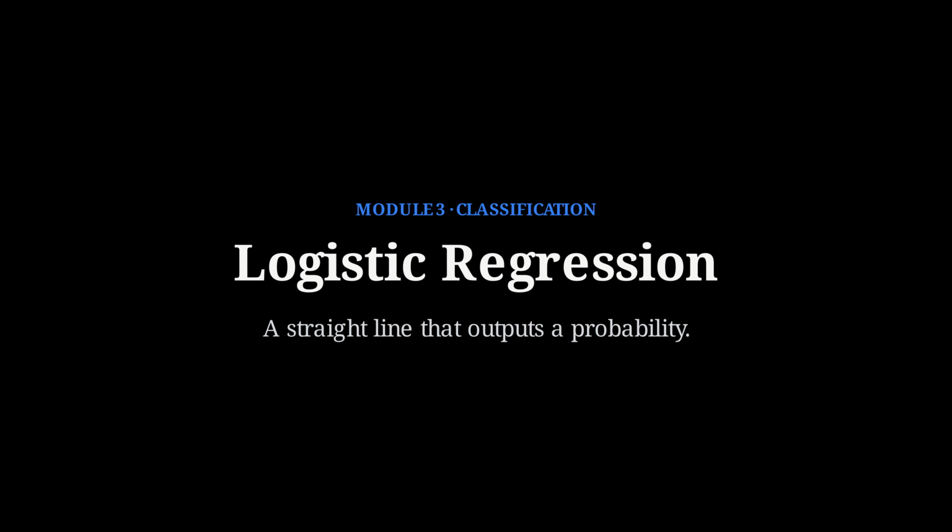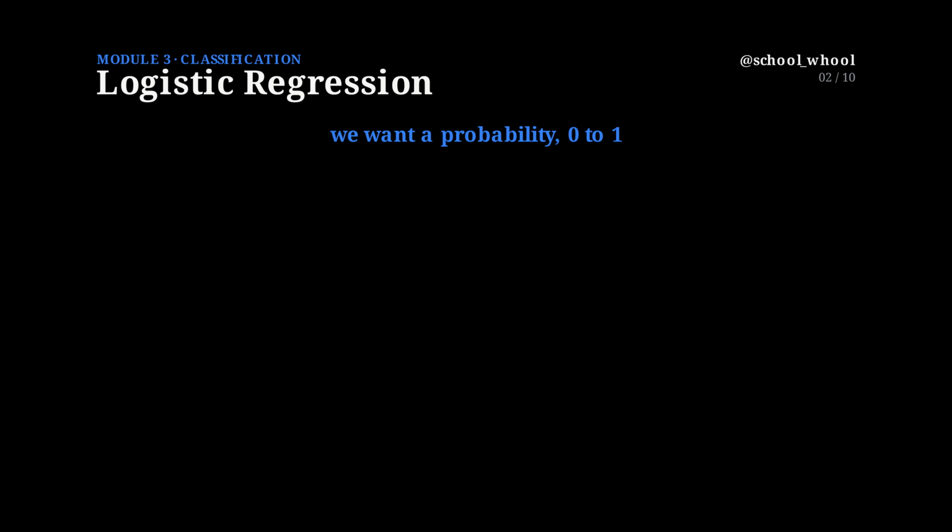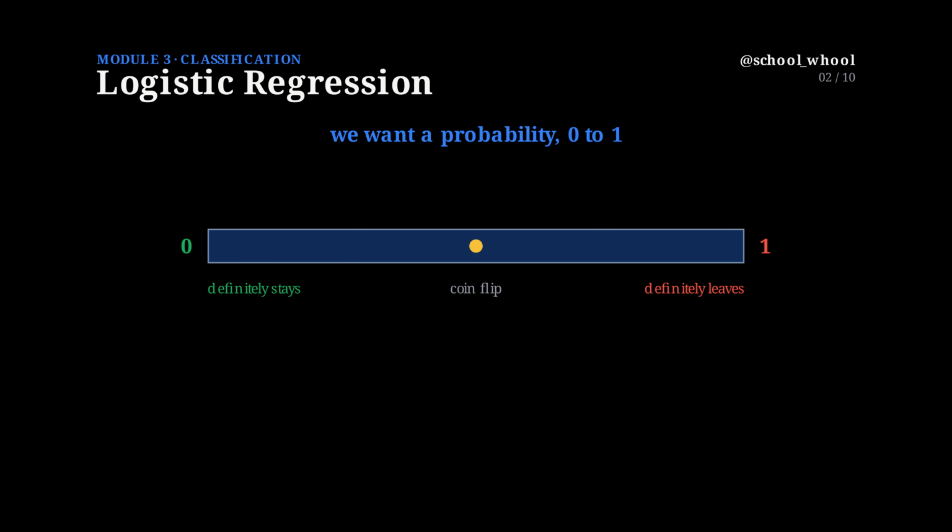We already know how to fit a straight line. Amazingly, that same line becomes a classifier, with one small, elegant twist. Meet logistic regression. A good classifier shouldn't just shout "churn." It should tell us how likely, a probability between 0 and 1. 0 means definitely stays. 1 means definitely leaves. 1/2 means it's a coin flip.